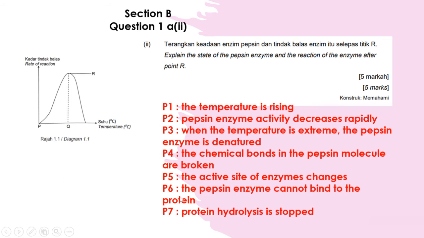Okay, then point number 6, the pepsin enzyme cannot bind to the protein and the protein hydrolysis is stopped. So the rate of reaction will stop at extreme temperature, which is more than 60 degrees Celsius, because the enzymes are already denatured. Okay, so this is the suggested answer for question 1A2.